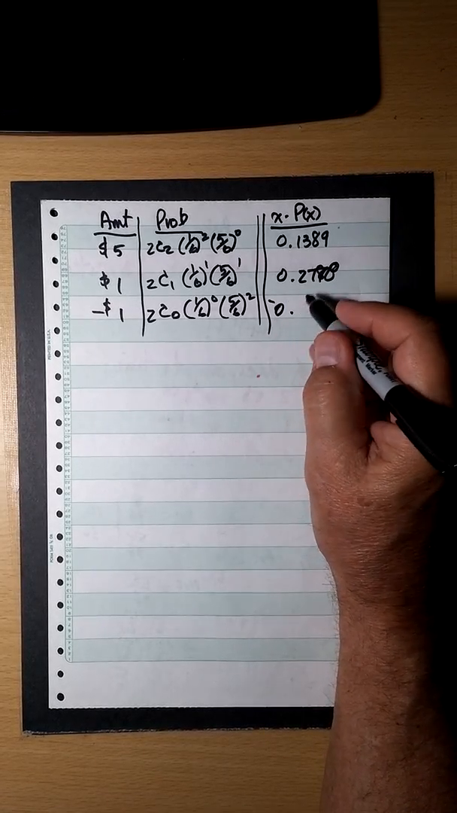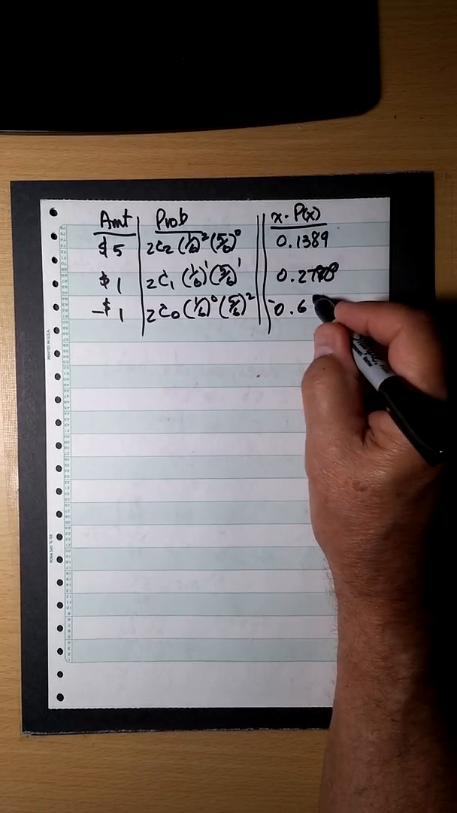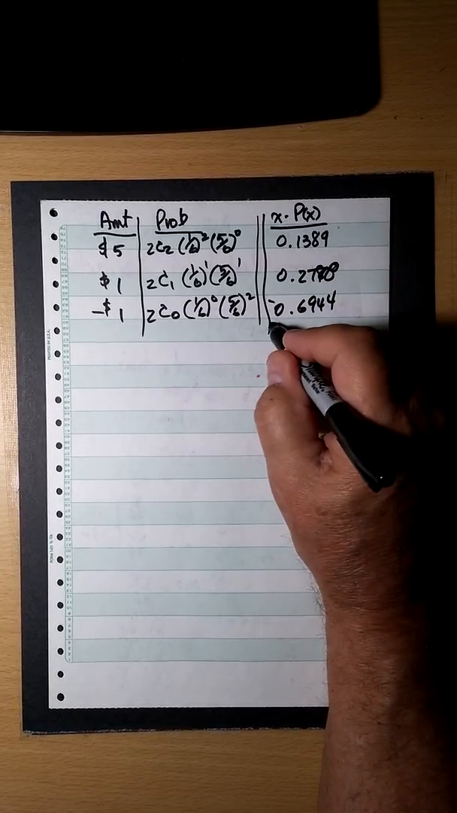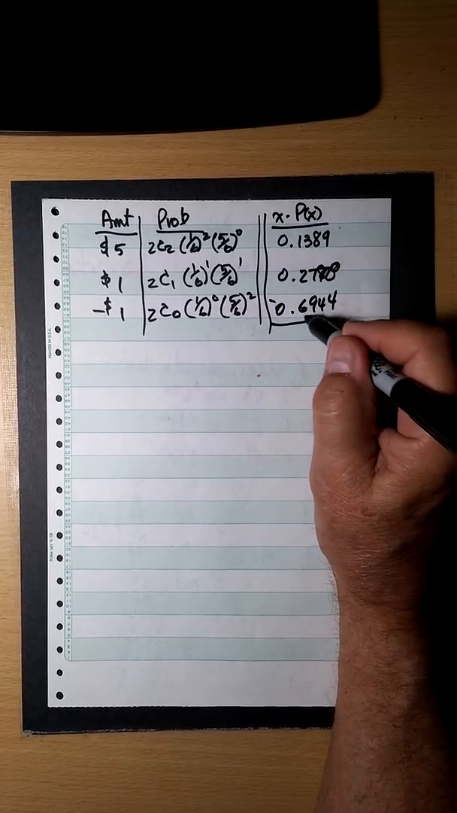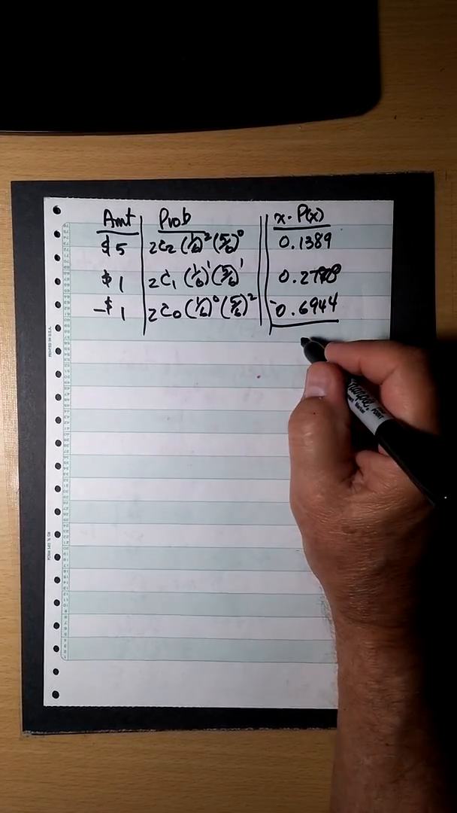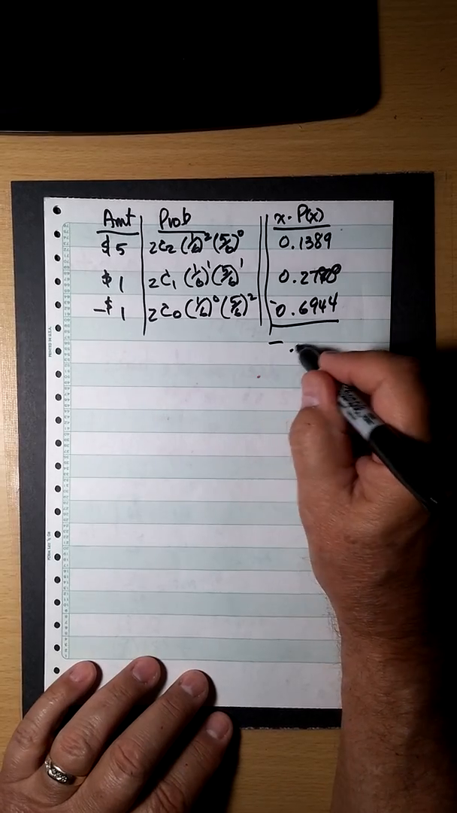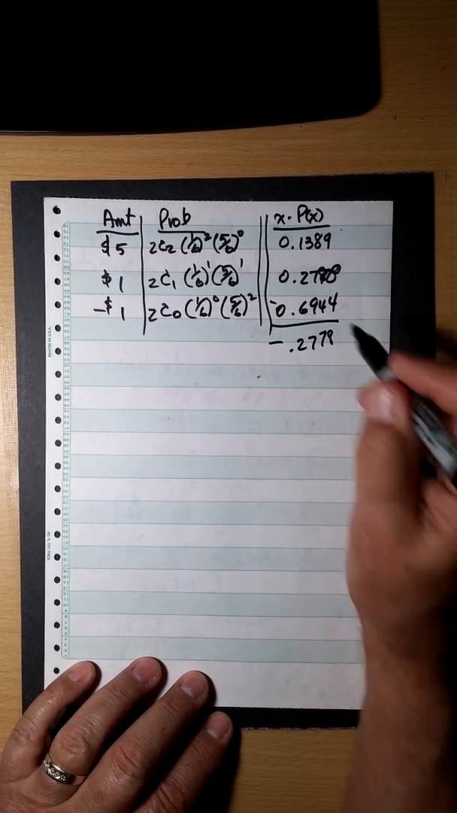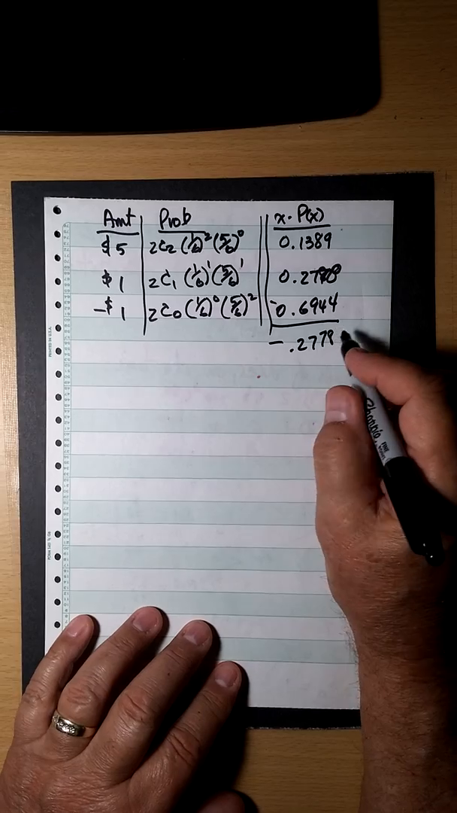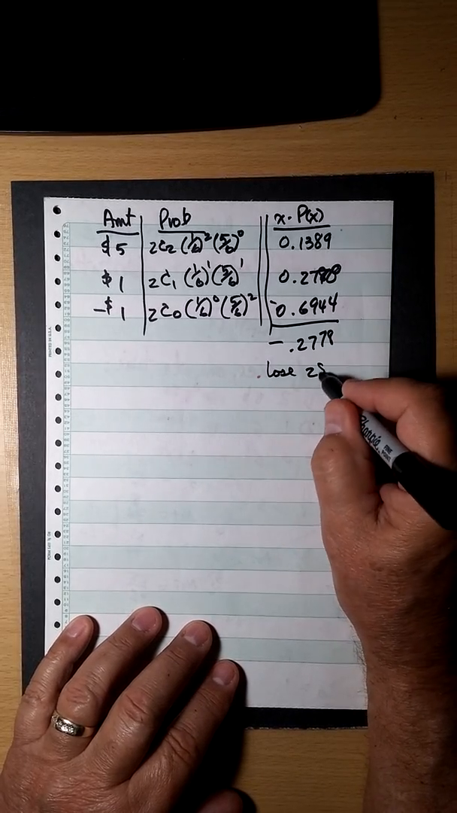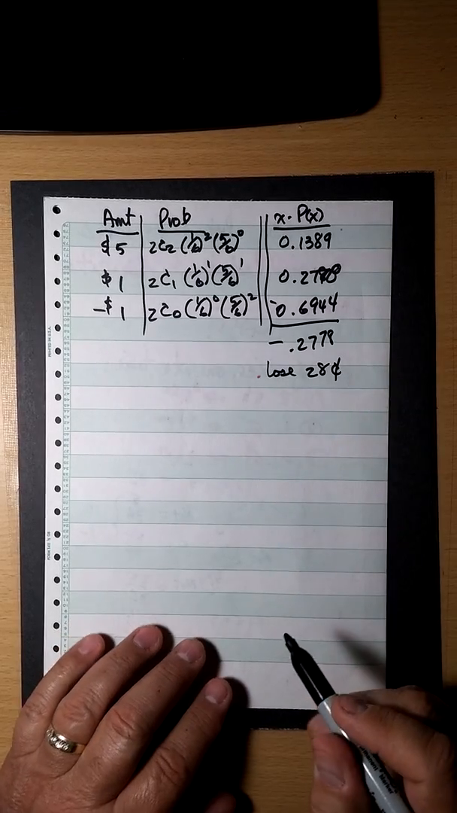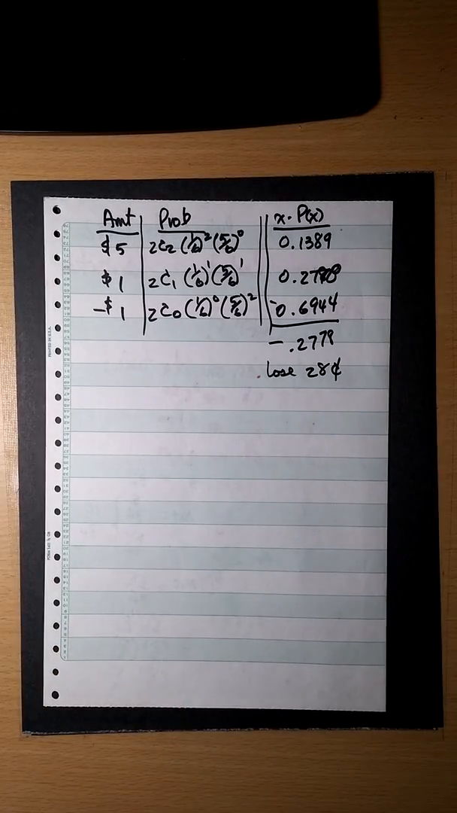negative 0.6944. You add all these together, and you get a negative 0.2778. Or you can expect to lose 28 cents. So this game really favors good old Chucky, who's trying to get some of your money.